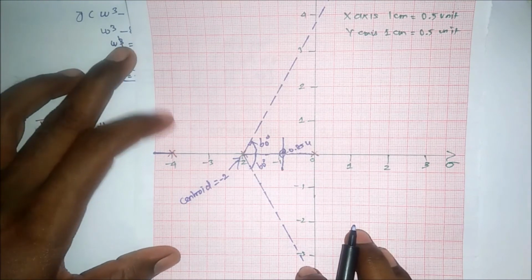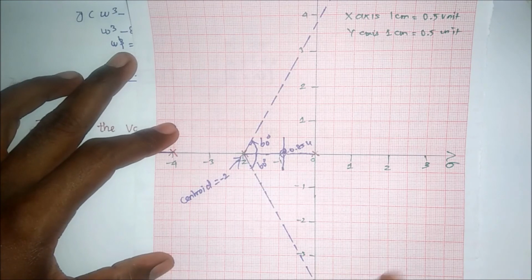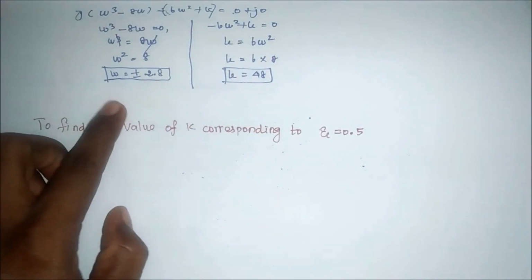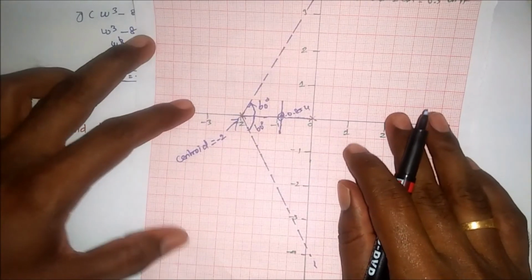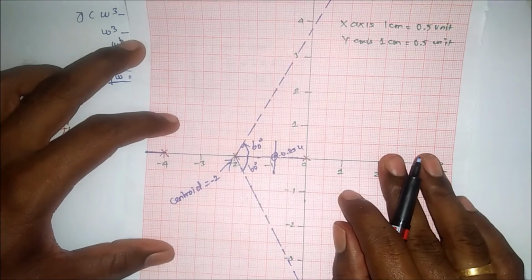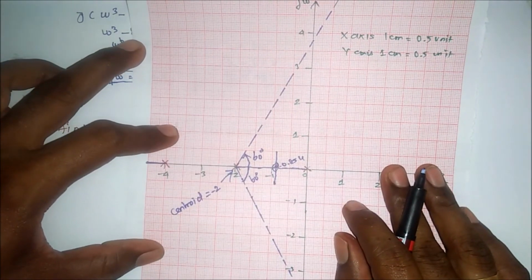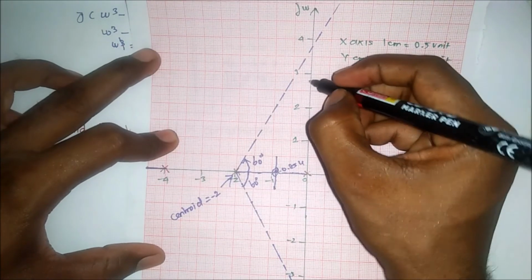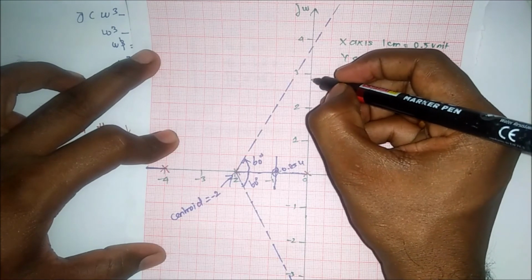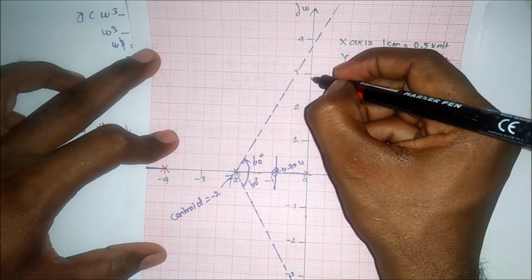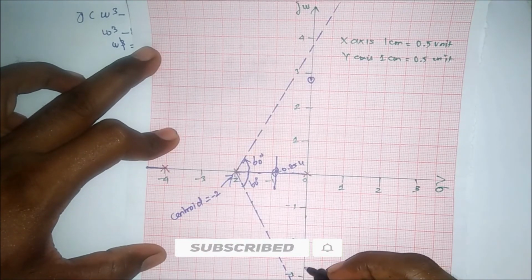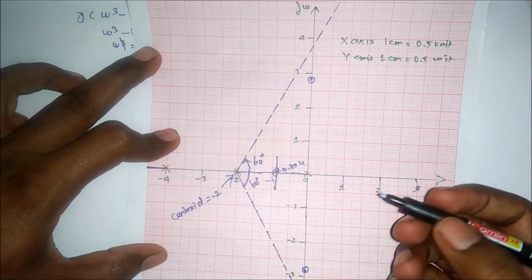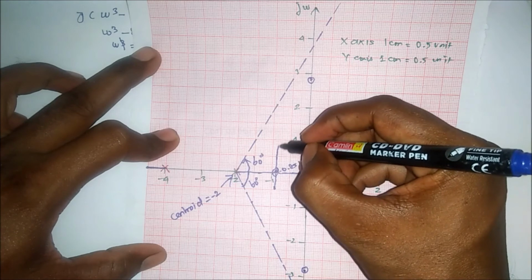Therefore, we already calculated the crossing points. The crossing point is omega equal to plus or minus 2.8. So on this imaginary axis, we have to mark plus 2.8. So this will be the 2.8. On the negative side also we have to mark 2.8. So this will be the 2.8. Now we have to connect.